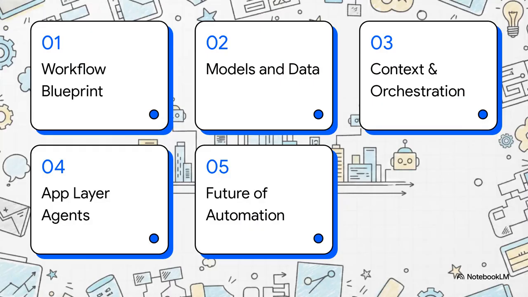Okay, here's our quick agenda for today. First, the Agentic Workflow Blueprint. Second, Foundation, Models and Data. Third, the Context and Orchestration Layers. Fourth, the App Layer Agents. And finally, the Future of Automation.